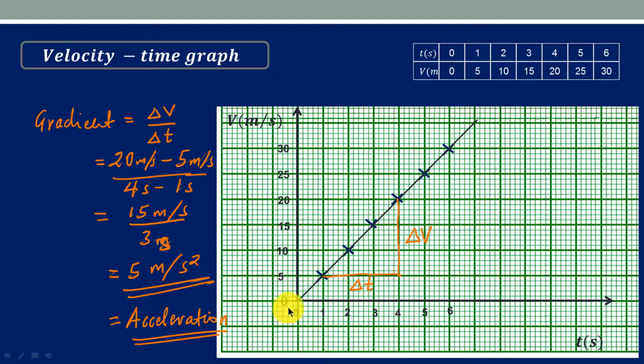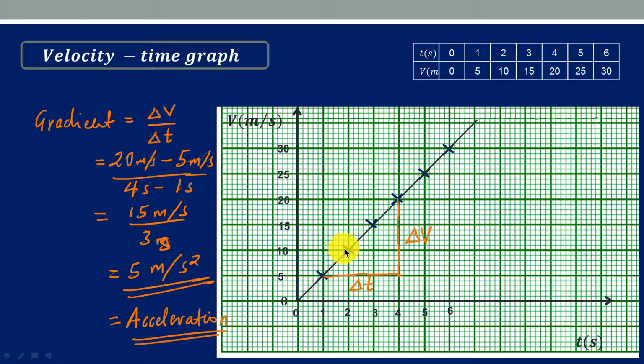Now, when we study this graph, we would be able to see that for every second, the velocity increases by 5, because we simply need to check here. This is 1 second. How much is the velocity? 5. In the next 1 second, meaning the second second, how much is the velocity? It's 10. How much has it increased by? It has increased by 5.